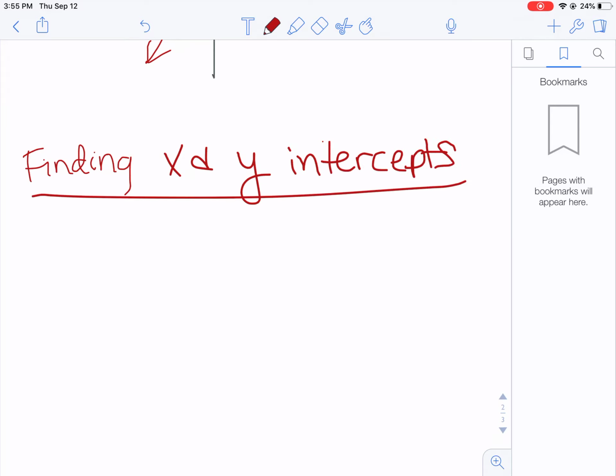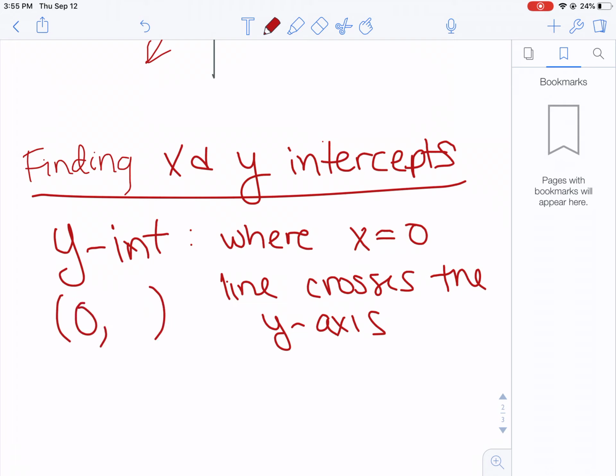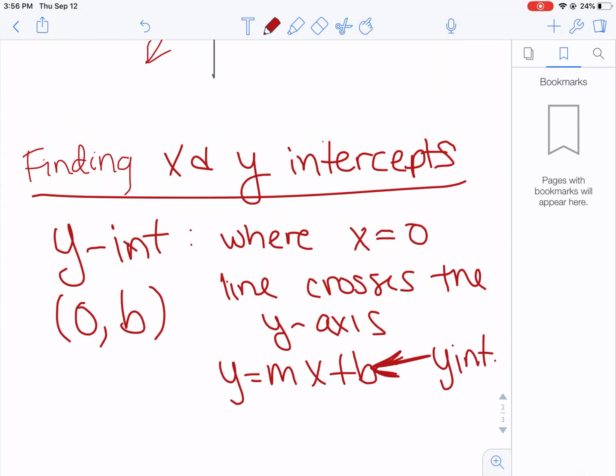Okay, so we know, or we should know, that a y-intercept is where x is 0. It's also where the line crosses the y-axis. So if x is 0, when we write y-intercepts, we write them as 0, comma, b. And we usually use b as a y-intercept. That's why in the equation y equals mx plus b, b stands for your y-intercept. So it's where it's crossing the y-axis.